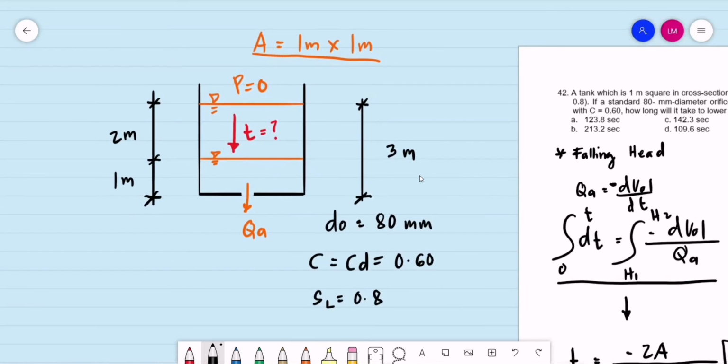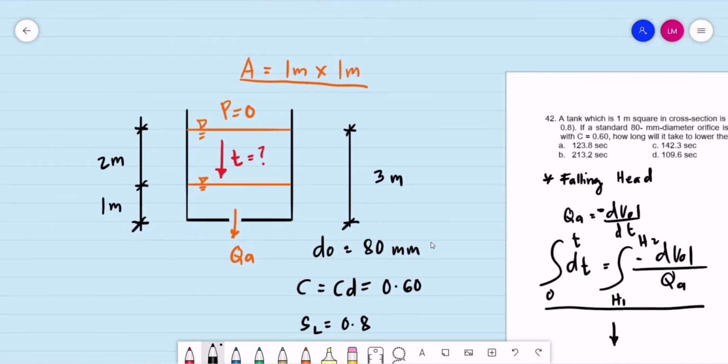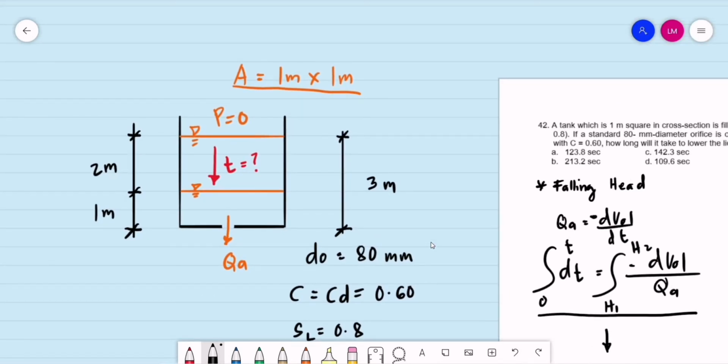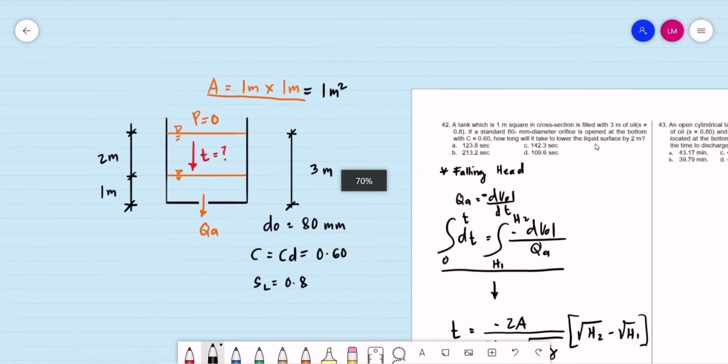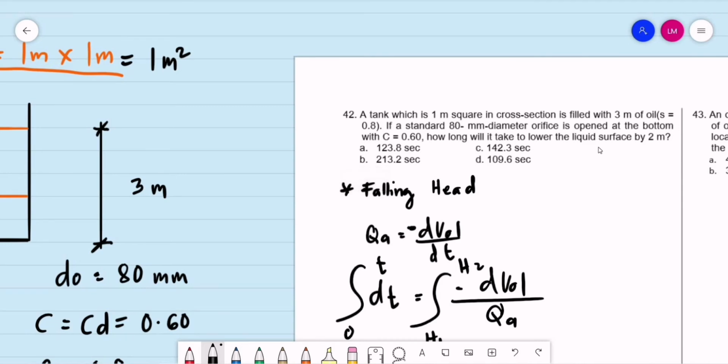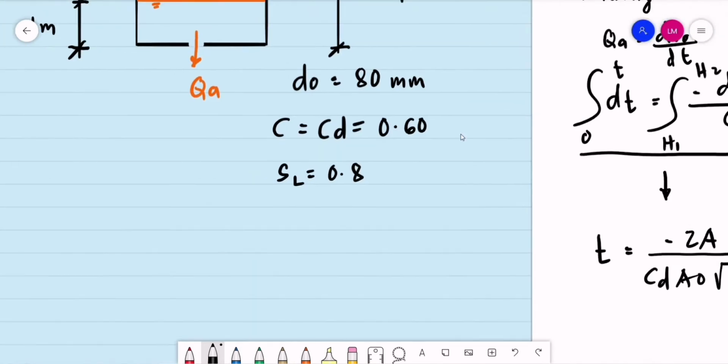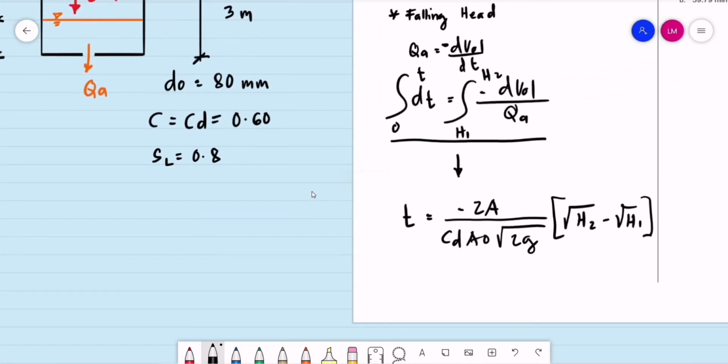So, balikan natin yung problem. Ito yung, okay, yung area ng tangke, sabi niya 1 meter square cross-section. So, the area of the tank is obviously 1 square meter. So, hinahanap natin yung time, gaano raw katagal para yung liquid surface, okay, lowered by 2 meters. Yun yung sinabi niya sa problem. So, lower the liquid by 2 meters. So, ang kailangan lang naman natin dito sa formula is yung initial head at saka yung final head.